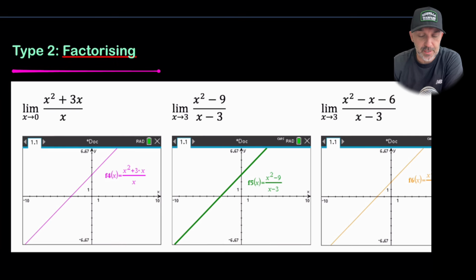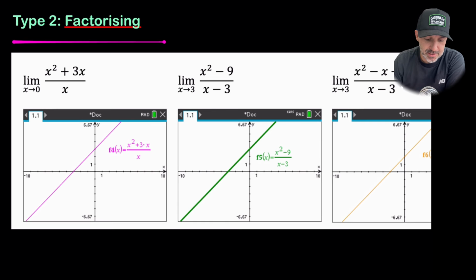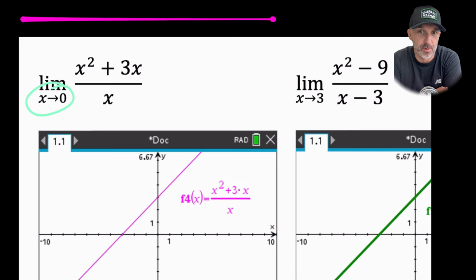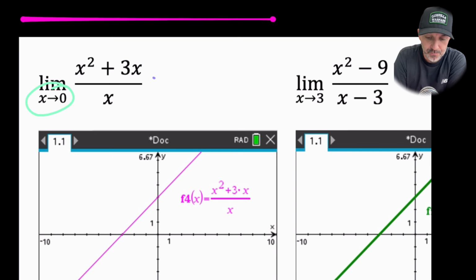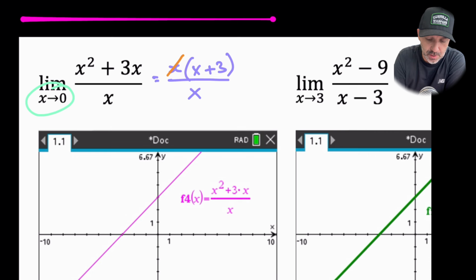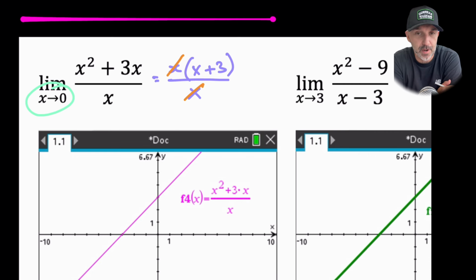Let's go on to factorising. In these cases, you'll recognize immediately that we cannot substitute this value 0 into this one, because we will have a 0 on the denominator. So what do we do? Well, if we are able to factorise, we factorise, and we'll see that some terms cancel out. So I can take out a factor of x. So x plus 3 over x. And when this happens, we can just cancel like we've done in all the other parts of the course, leaving us with x plus 3.